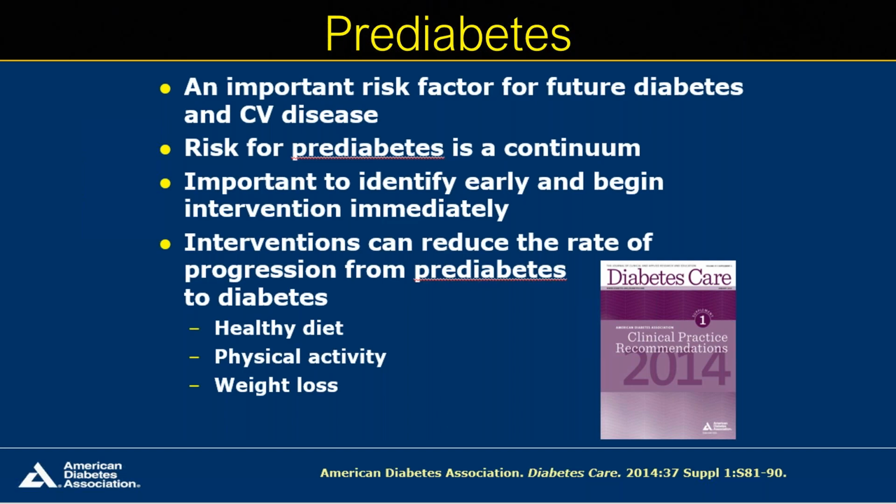And it's a continuum. So if you can identify patients at risk early and you can begin the interventions immediately, you can actually reduce the rate, and this has been shown in studies, of progressing from pre-diabetes to diabetes. And all of you know the therapy that's been recommended: healthy diet. And that definition of a healthy diet, as we were discussing before this webinar, keeps changing, whether it's low fat, low carb, whole food diet.